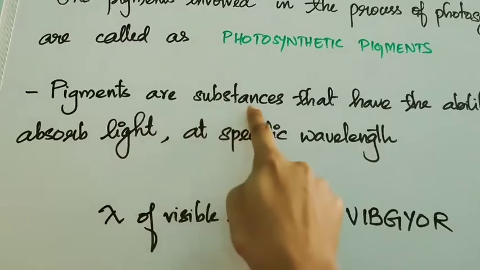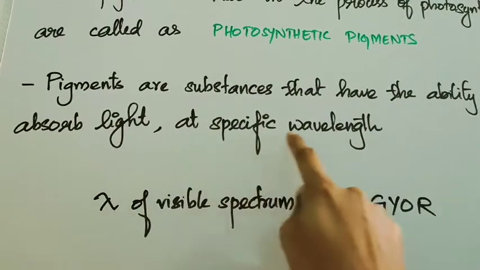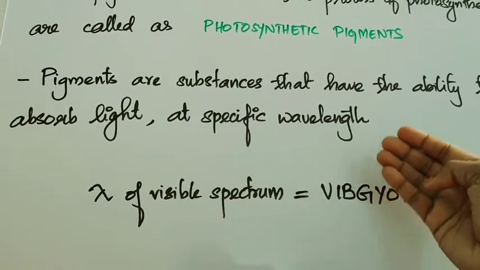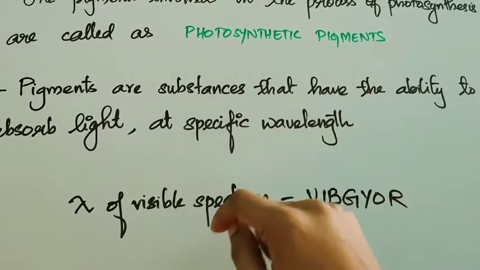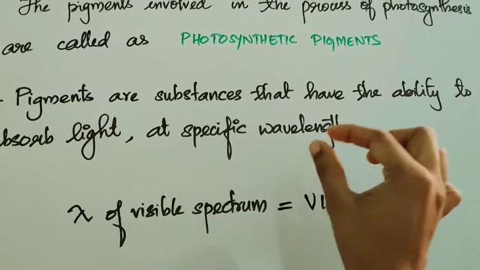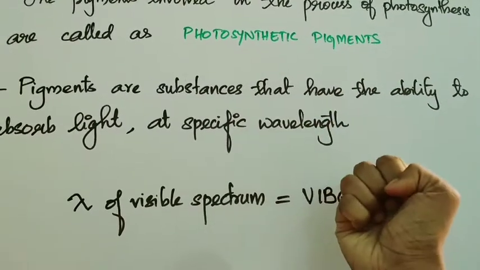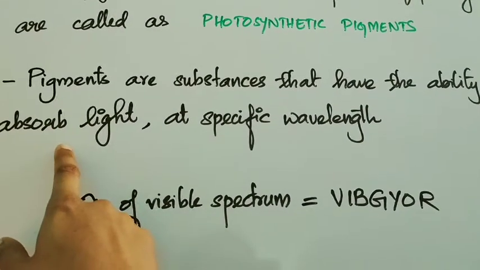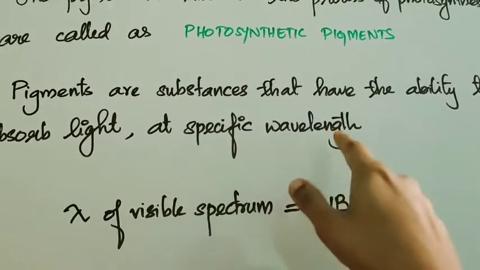Pigments are substances that have the ability to absorb light at specific wavelengths. Just now we discussed 4 different pigments present in plants that have importance in photosynthesis, hence they are called photosynthetic pigments. All those different pigments can absorb light, but each of them absorbs light at a different wavelength.